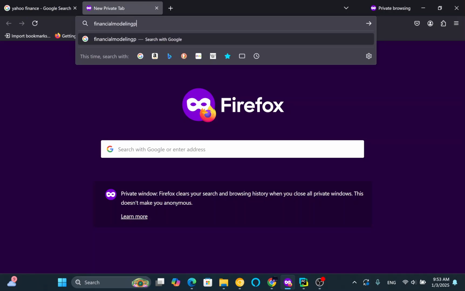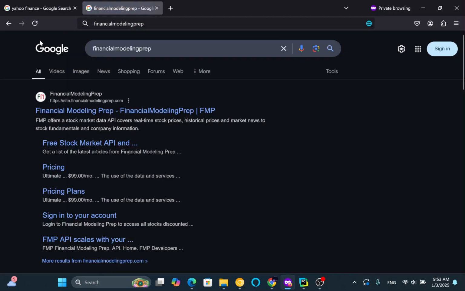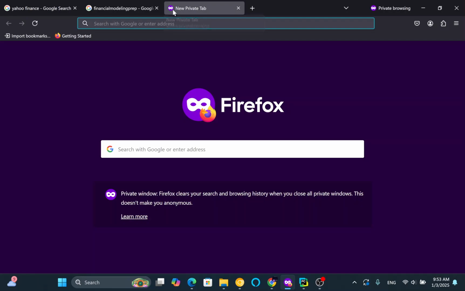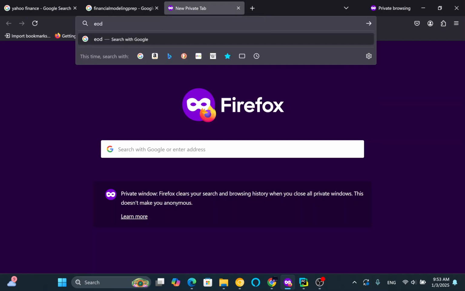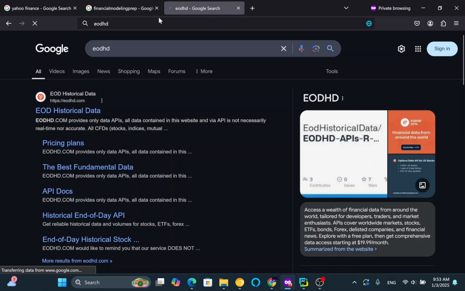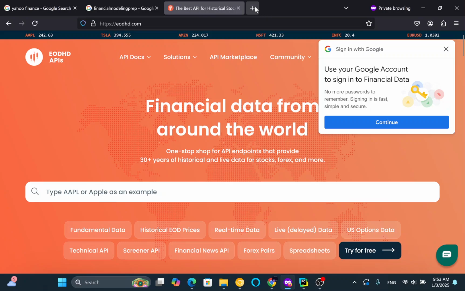or EOD. Many other sources are available too to get the data.